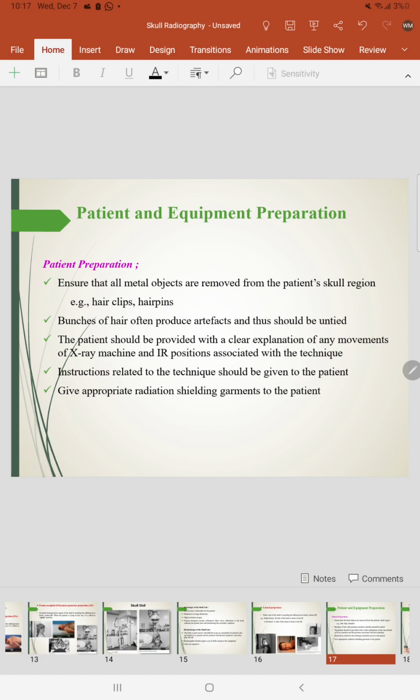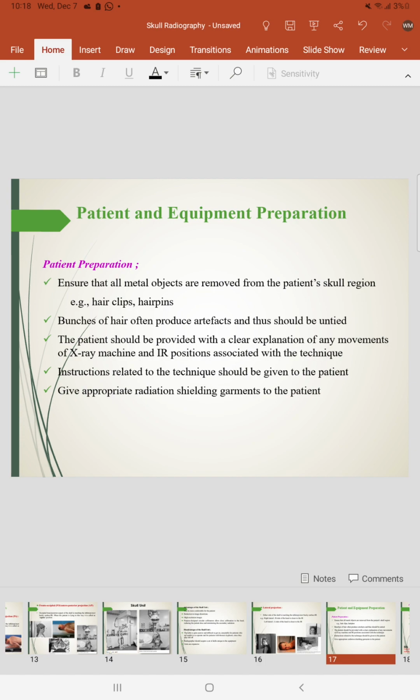Then patient and equipment preparation. Patient preparation: ensure that all metal objects are removed from the patient's skull region. First, we have to remove all metal objects from the skull region, for example some hair clips and hairpins. Next one, bunches of hair often produce artifacts and thus should be untied. We should untie bunches of hair because there may be artifacts from them.